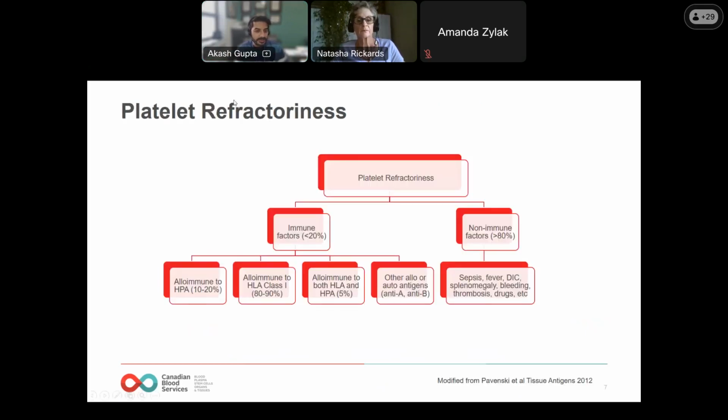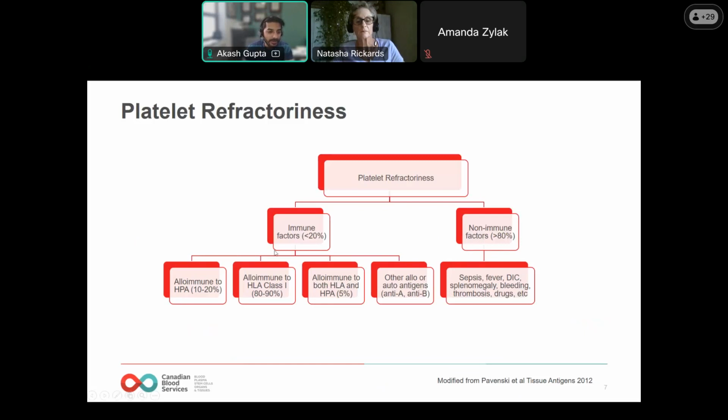When we talk about refractoriness, you can have non-immune factors that contribute, and platelets are quite sensitive, so a lot of things fall into this bucket, including infection, fever, bleeding, thrombosis, splenomegaly, hepatomegaly. All can consume platelets and all can lead to a decreased platelet increment. The majority of refractoriness that is reported is due to, or at least has a component of, non-immune factors.